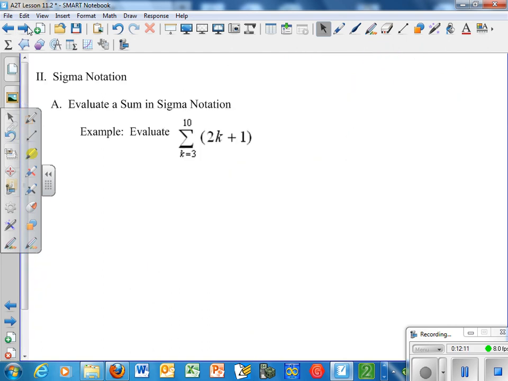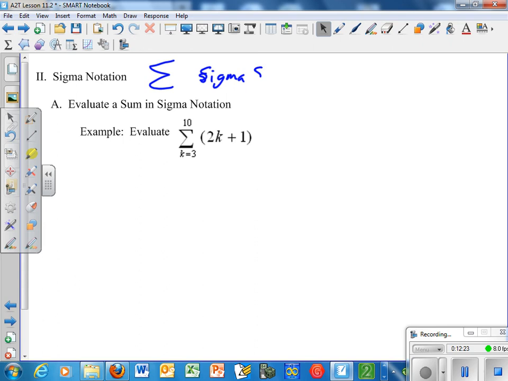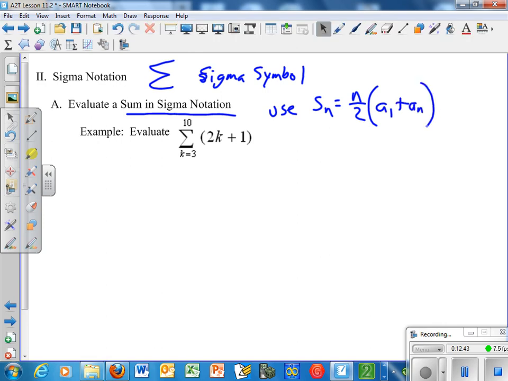All right, then we get into the last example, which is sigma notation. This symbol right here, which looks like a funny looking E, is the sigma symbol. It's a summation symbol. Evaluate a sum that's in sigma notation, and you need to know how to do this. When you're dealing with sigma notation, you are going to use that first formula, which is this one, for finding the sum of a series.